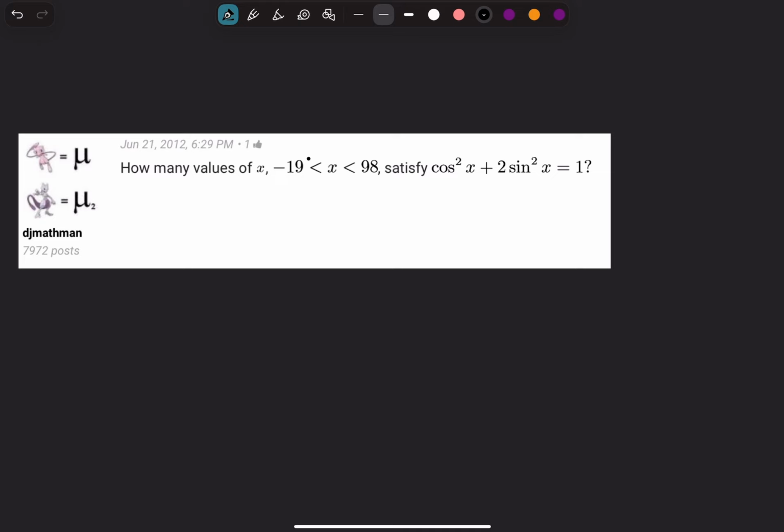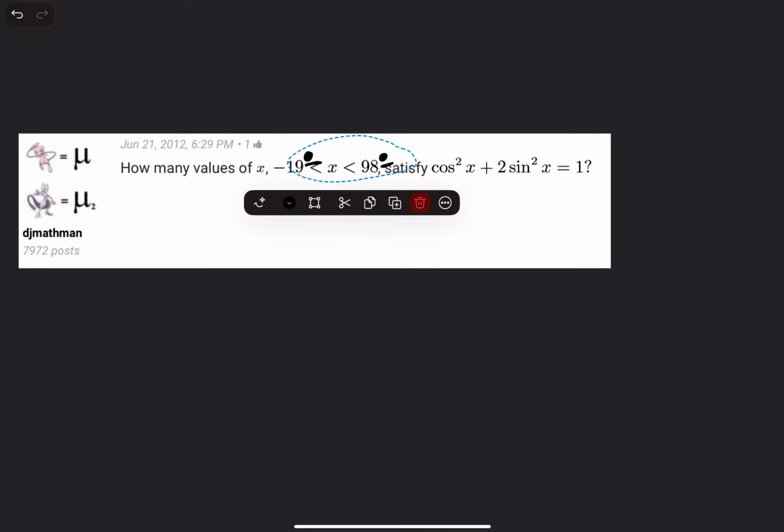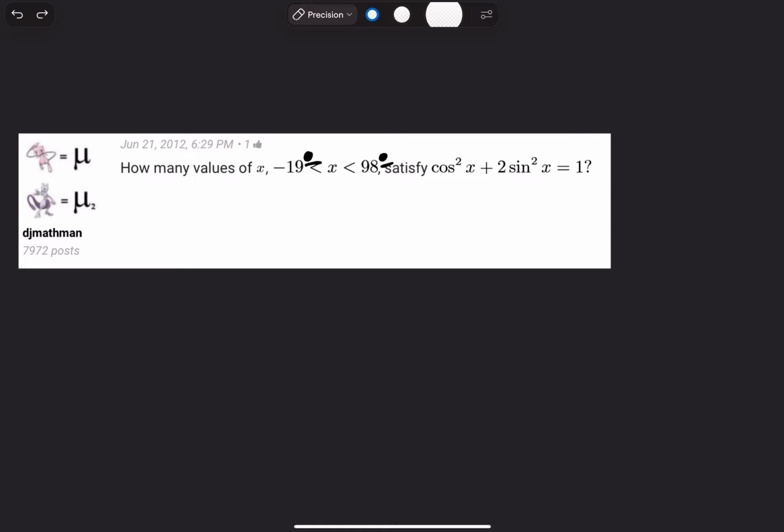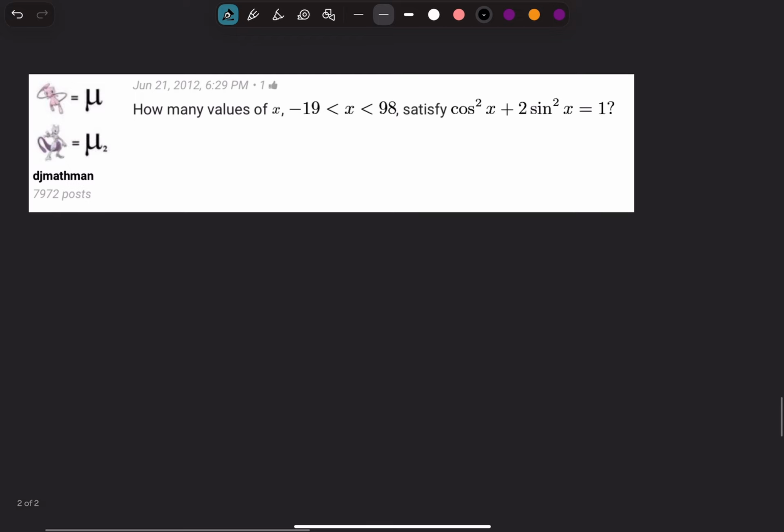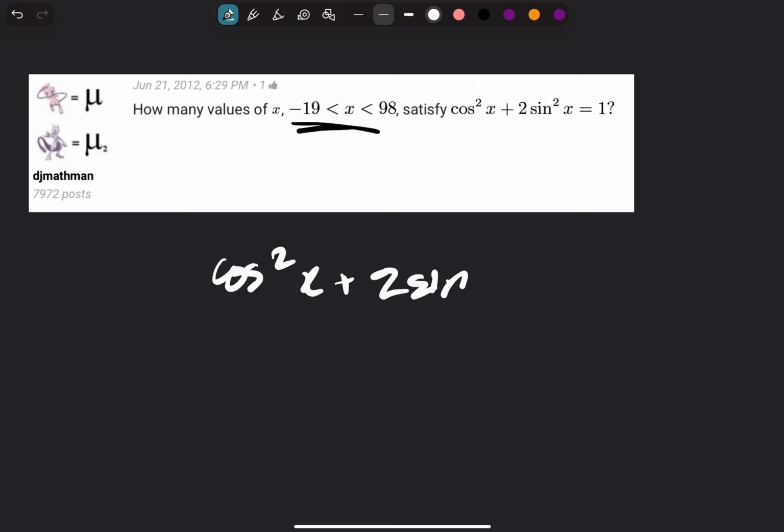You know that because there's no degree sign above here, right? So you know it's in radians. All right, so you know we're working in radians. Just to point that out. And we want all values of x within this range here that satisfy cos squared x plus 2 sine squared x equals 1.